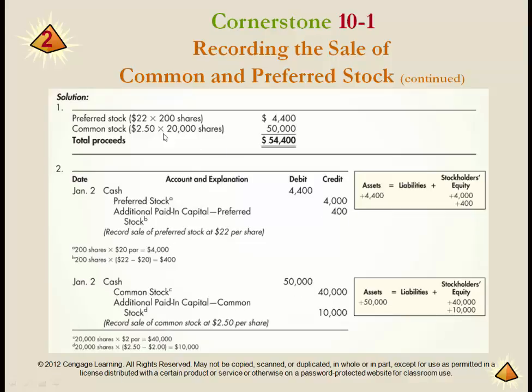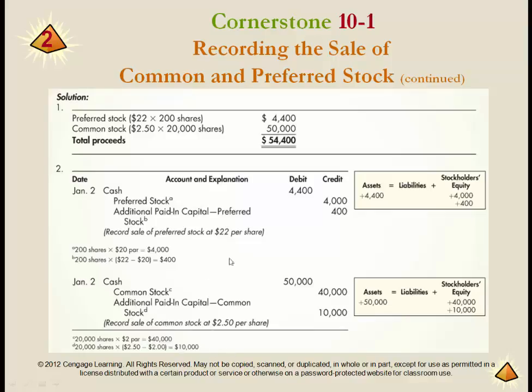On the bottom one, they sold 20,000 shares of common stock. There's your 50,000. They had common stock of 40,000 here. So if you notice, 40,000 divided by 20,000, their par value must have been $2 per share. And then the difference is 10,000 that goes in additional paid-in capital. And you can see the calculations for the par value down here.